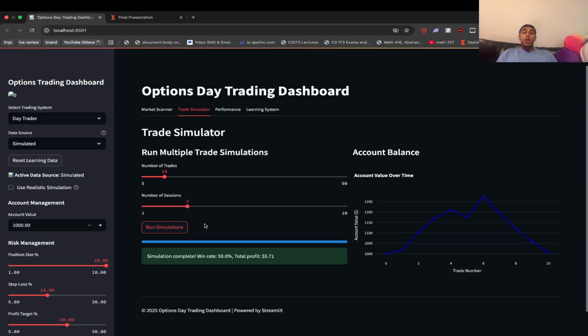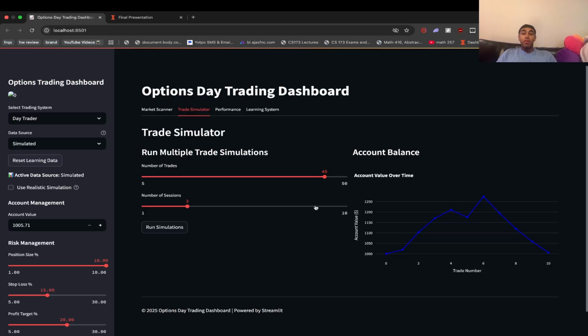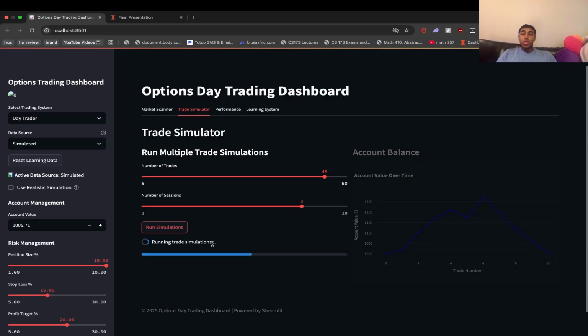conditions, but this is essential for trying to test out the bot, seeing how well it's doing, how well our model is learning from backtested data and how it can react to the market. If we up this, we can do maybe 45 trades, and then we're gonna run a lot of simulations here, so it's gonna take a bit of time.